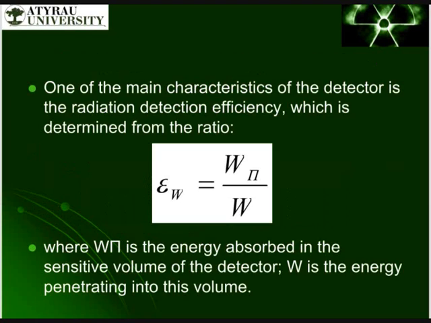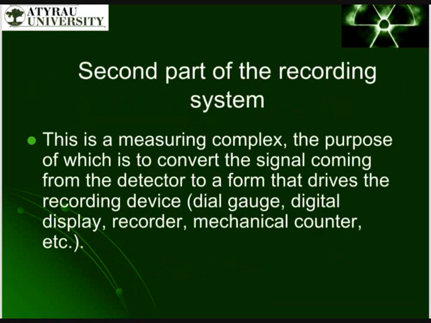The basis for detecting any type of radiation is its interaction with the substance of the detector. One of the main characteristics of the detector is the radiation detection efficiency, which is determined from the next ratio. The second part of the recording system is a measuring complex, the purpose of which is to convert the signal coming from the detector to a form that drives the recording device, such as a pointer device, digital display, recorder, mechanical counter, etc.